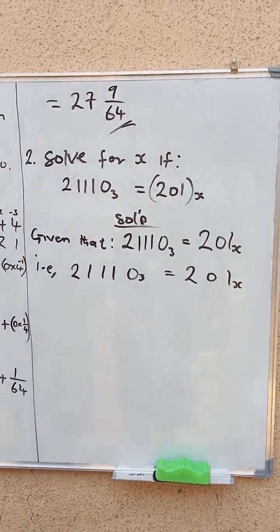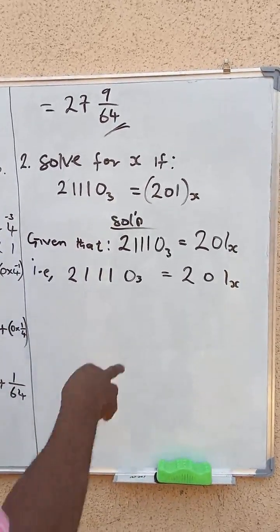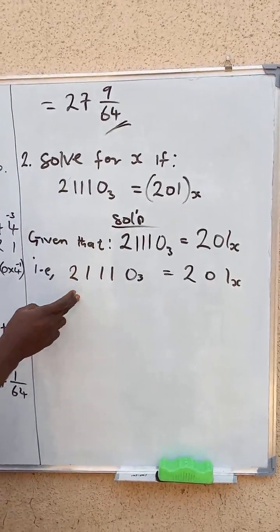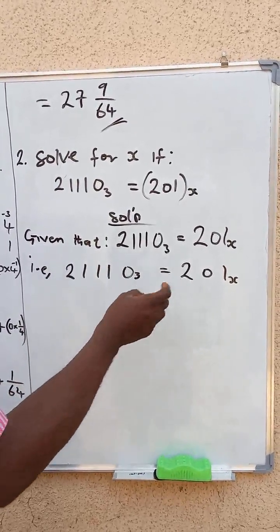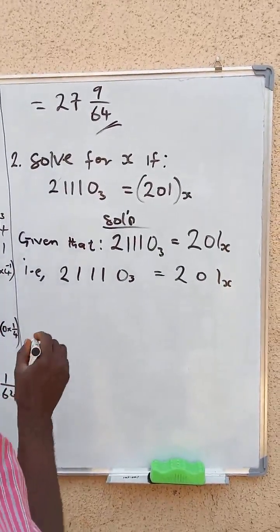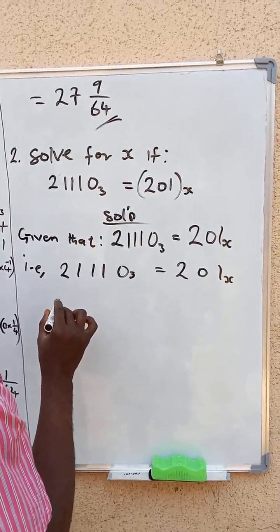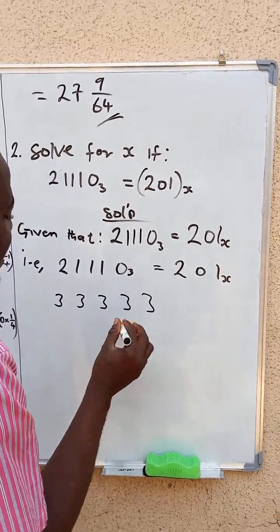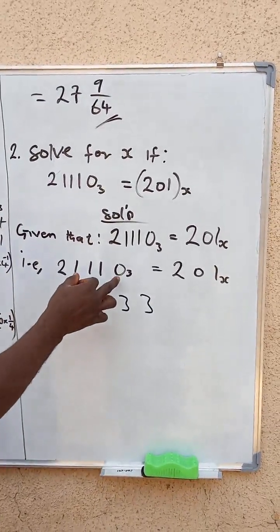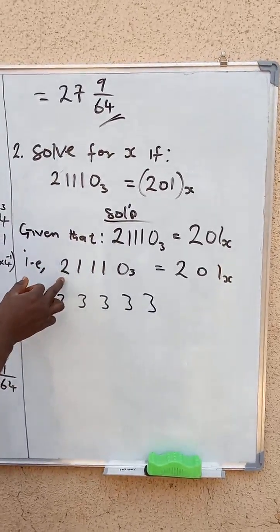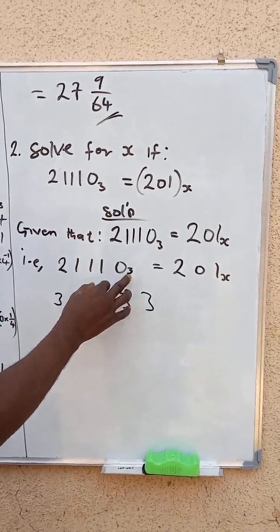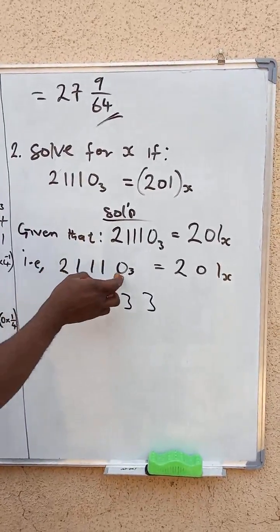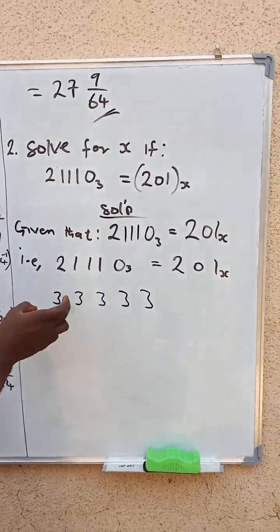Now what will I do? The base given to me is 3. How many numbers do I have here? 1, 2, 3, 4, 5. And the base given to me is 3. So on this left hand side, I'll first write out my base, according to the number of digits: 1, 2, 3, 4, 5. Five threes.